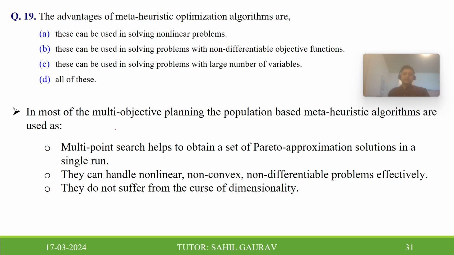Option D is correct. Because in most of the multi-objective planning, these population-based meta-heuristic algorithms are used, because this multi-point search helps to obtain a set of Pareto approximation solutions in a single run. They can handle non-linear, non-convex, and non-differentiable problems effectively, and they also don't suffer from the curse of dimensionality. But one major limitation is that they may not converge to the optimal solution.